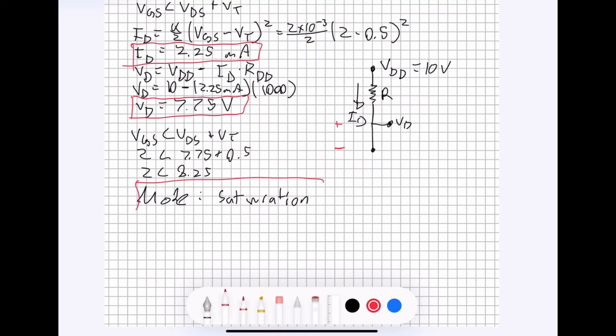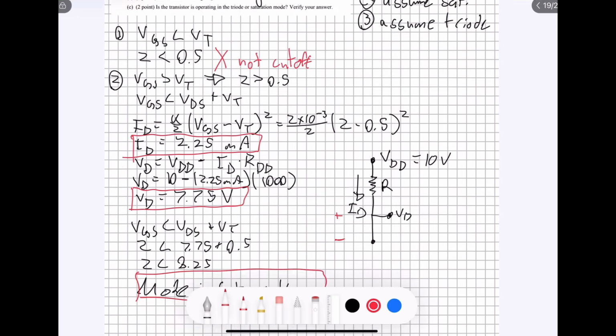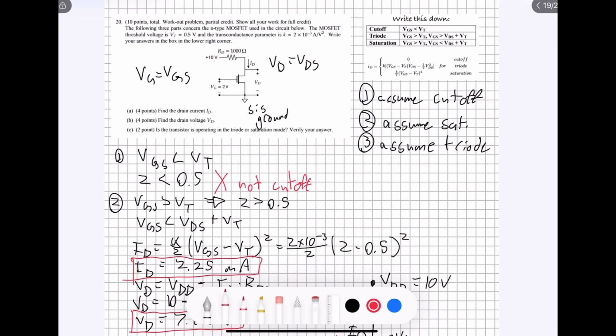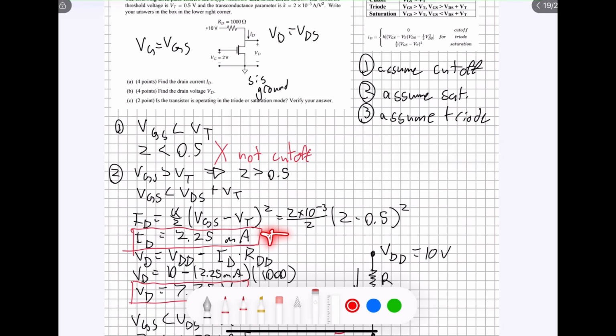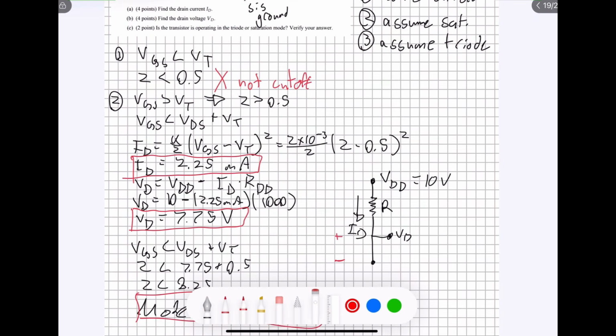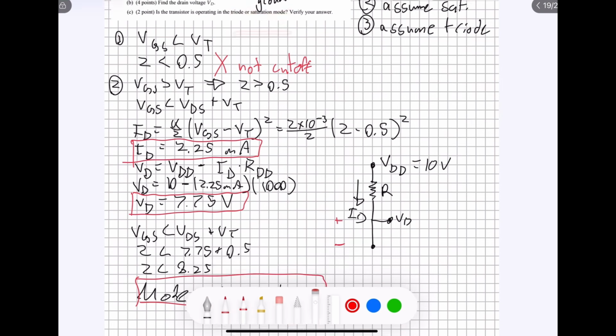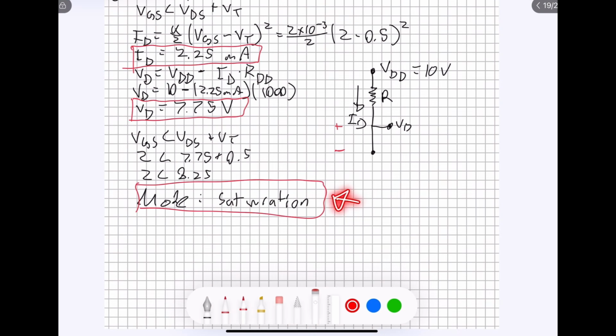And with that, we have found all of the things it was asking for in the problem statement. It asked us to find the current, which we did right here. It asked us to find the voltage, which we did right here. And then to determine whether it was triode or saturation mode, which we did right here.